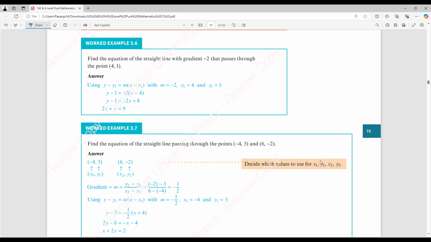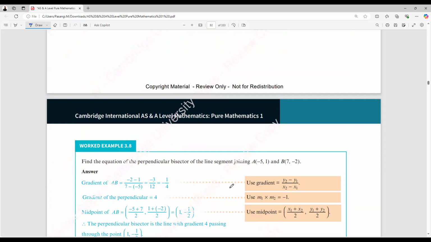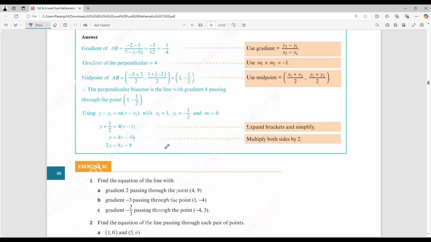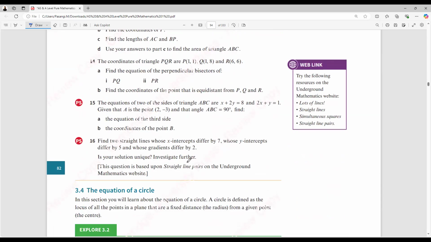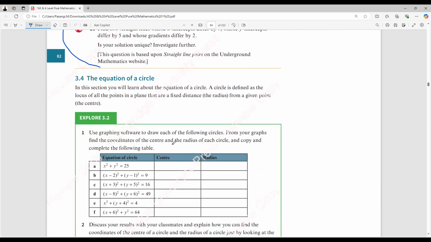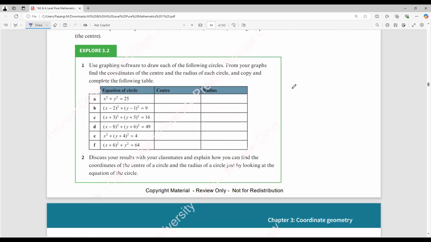Okay. You are done? Yes, teacher. So all the worked examples are done, right? Yeah, no questions there. So, exercise 3C. Did you do the last PS questions, the 15th and the 16th one? Yes, I actually did them, teacher, since you were a bit late. That's good. Those two were fine. Then you can do the rest.